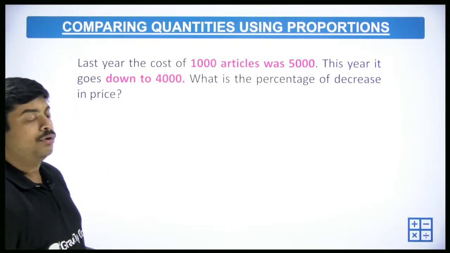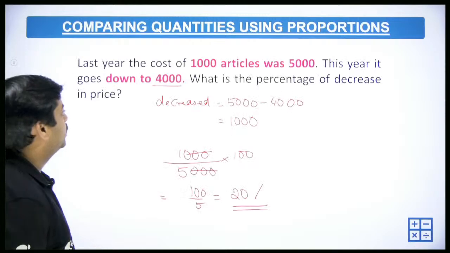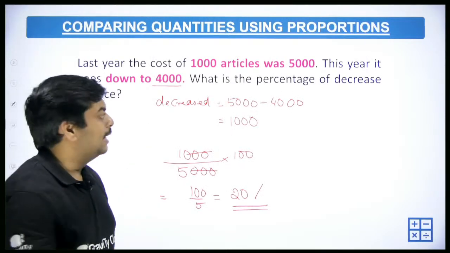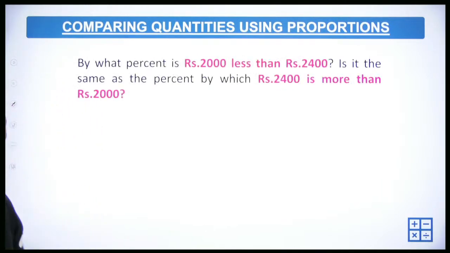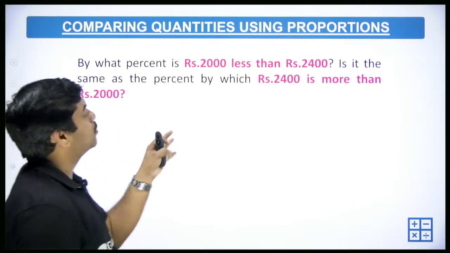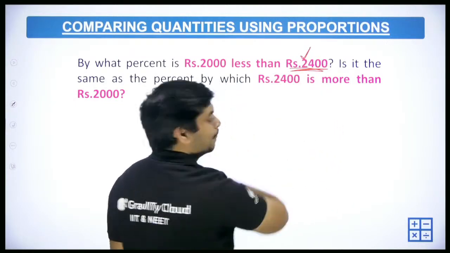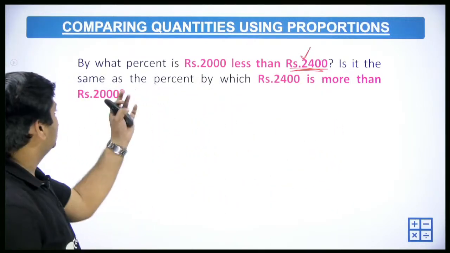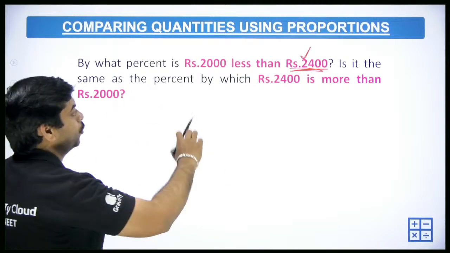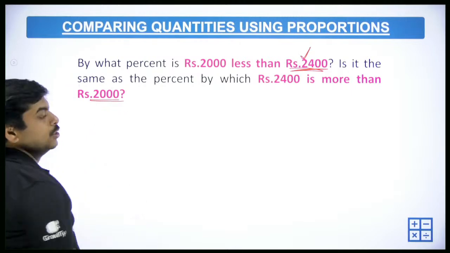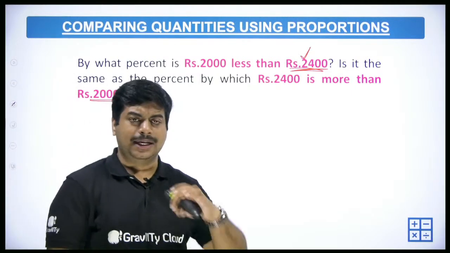Understand? So that is how you calculate the percentage. Yeah, that is how you find percentages. Let's move to the next question. By what percent is rupees 2000 less than rupees 2400? So we need to compare with this one. Next, is it the same as the percentage by which 2400 is more than rupees 2000? So now we need to compare with this quantity. You need to understand the mathematics properly, and the English wording properly.